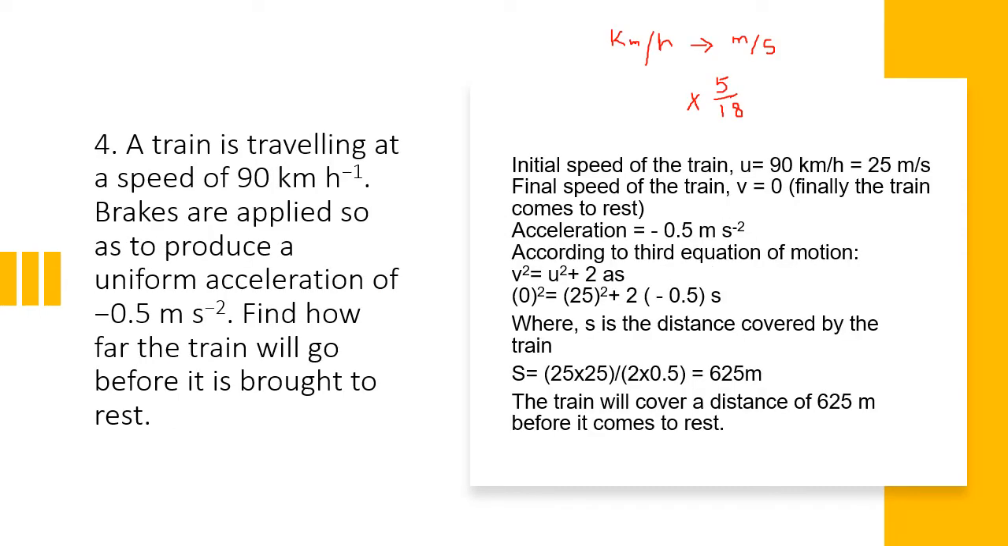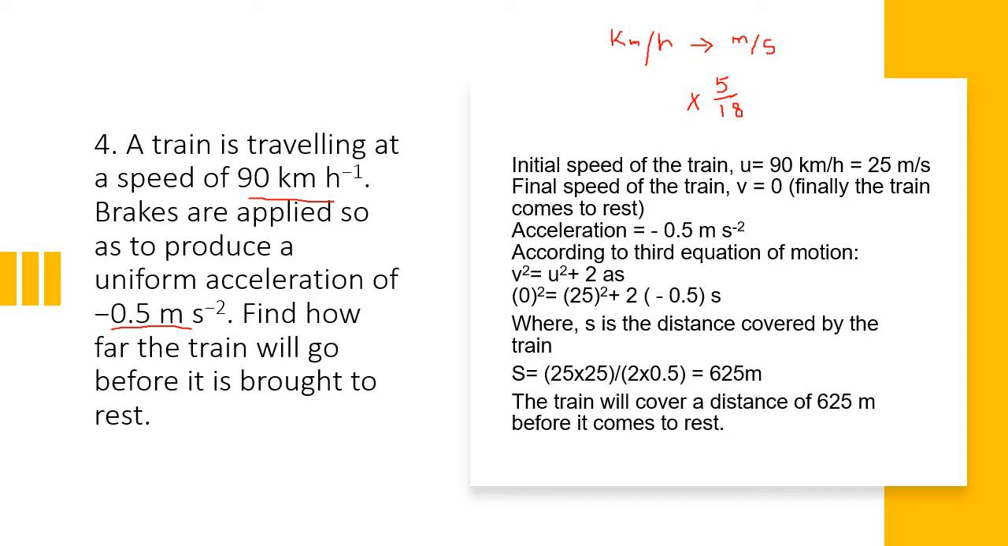Now we'll see the fourth question. A train is traveling at a speed of 90 km per hour. Brakes are applied so as to produce a uniform acceleration of minus 0.5 meter per second squared. So once brakes are applied, the acceleration will have a negative sign, minus 0.5 meter per second squared.